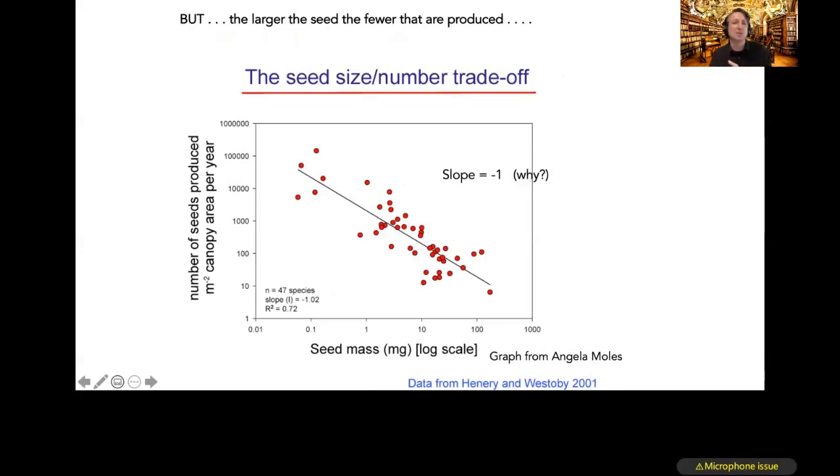The larger the seed you have comes at a cost, a trade-off, and that cost is the number of seeds produced. If you look at the average seed size produced by a given species, that reflects an inverse relationship with the total number of seeds produced. If you're producing a really big seed, most likely you're not producing very many of them. But if you're producing small seeds, you tend to produce a lot of them. So there's an inverse relationship, a trade-off between seed size and seed number.